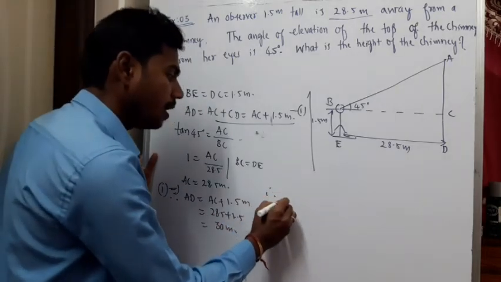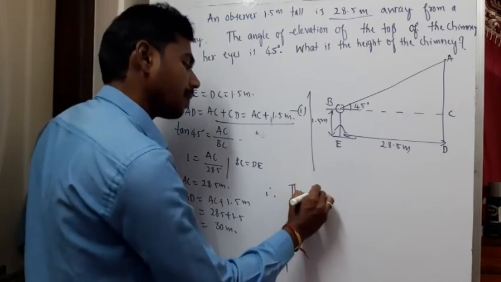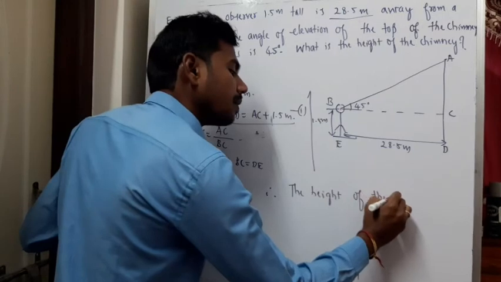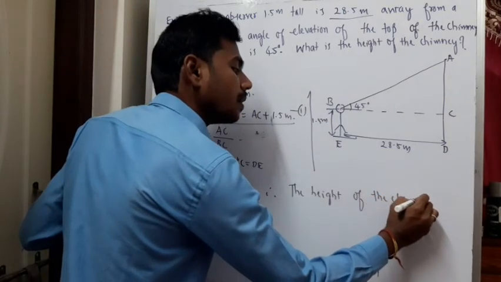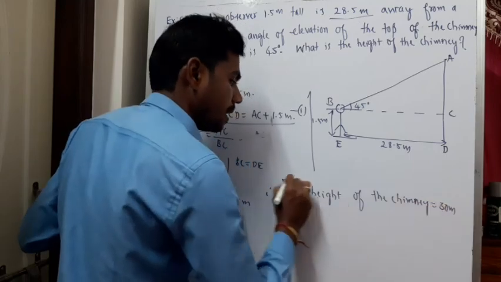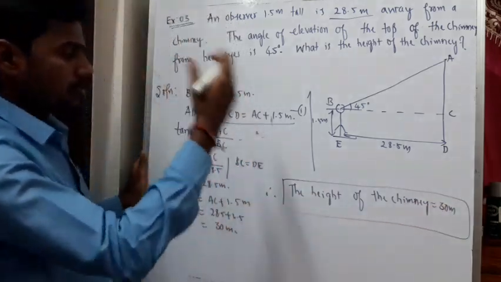Therefore, what we can conclude, the height of the chimney is equal to 30 meter. The height of the chimney is equal to 30 meter. So please note this down.